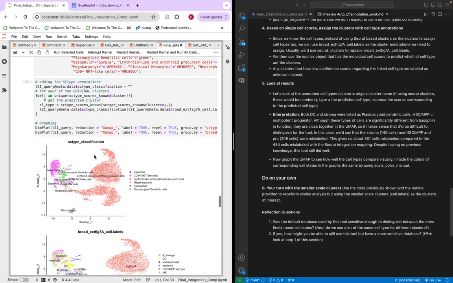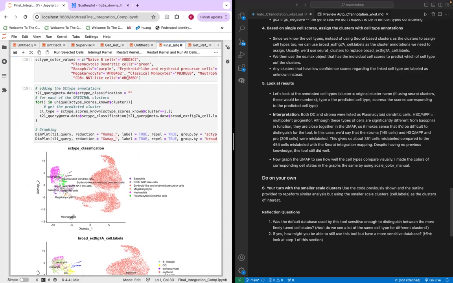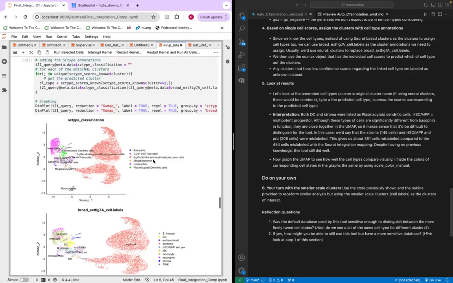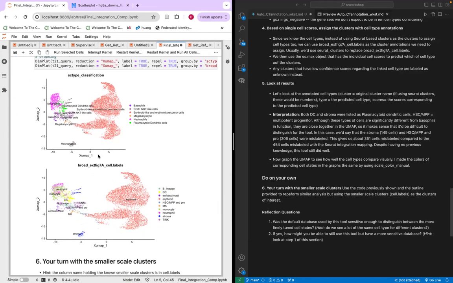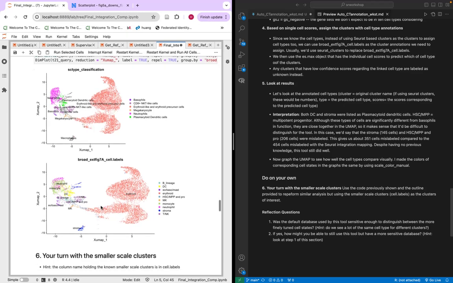And so to give you an idea, I just am graphing it so that I'm using certain colors that are coordinating to the different predicted cell types. And as you can see, it did relatively well if we're looking just color-wise.